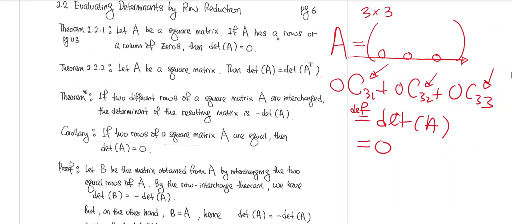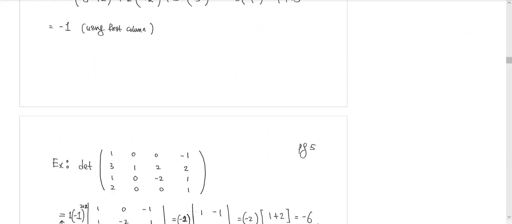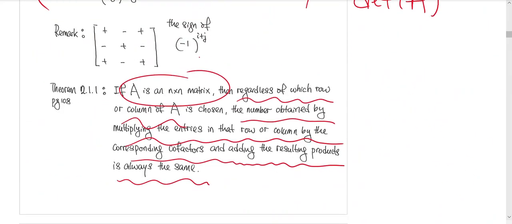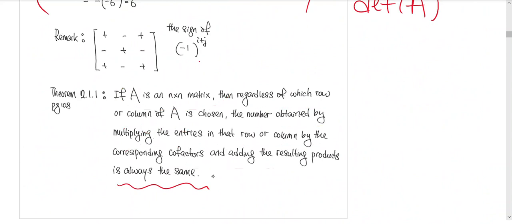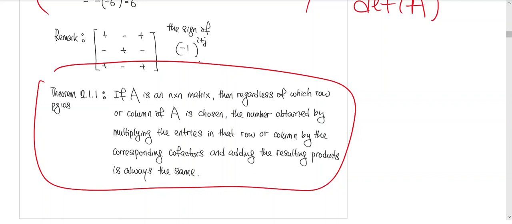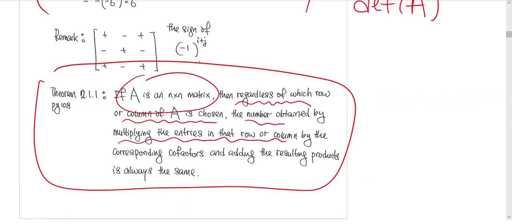Now, the second theorem says that if you have a square matrix A, then the determinant of that matrix is equal to the determinant of the transpose of that matrix. This is actually a consequence of the theorem from the first video, if you remember. It says that if you have an n by n matrix, then regardless of which row or column of A is chosen, the number obtained by multiplying the entries in the row or the column by the corresponding cofactors and adding the resulting products is always the same.